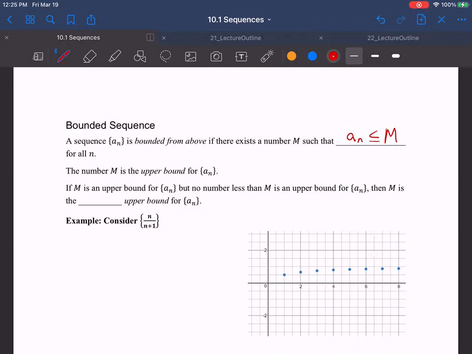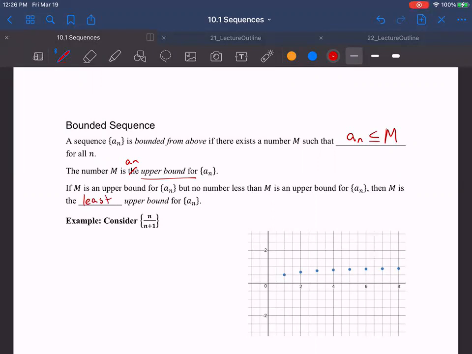The number m is an upper bound for a sub n. I almost want it to be an upper bound, not the upper bound. If m is an upper bound for a sub n, see how we can have more than one, but no number less than m is an upper bound as well for a sub n, then m is the least upper bound.